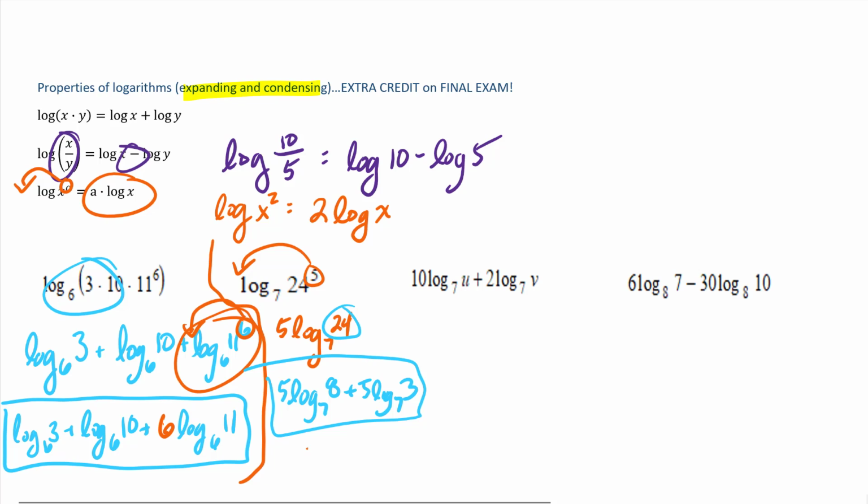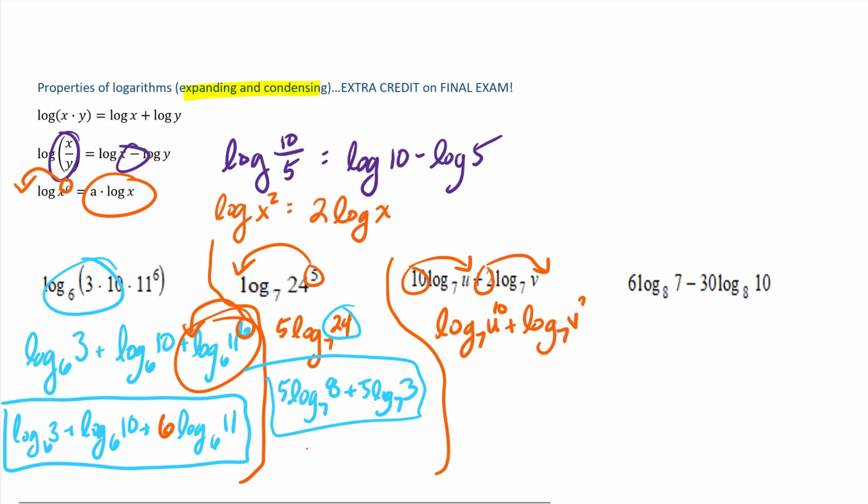Next one to take a look at is this one here, where we have 10 log base 7 of u plus 2 log base 7 of v. With this one, I actually want to condense. There's a number in front of my log, which means that can go up into the exponent level. So I have log base 7 of u to the 10 plus log base 7 of v squared.